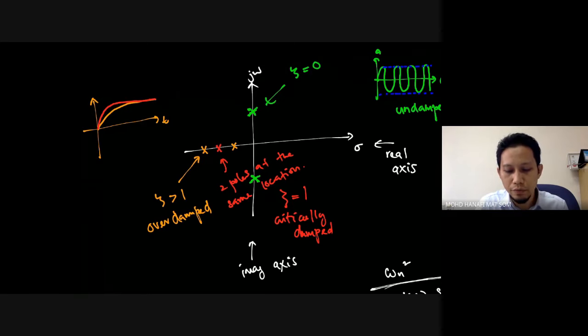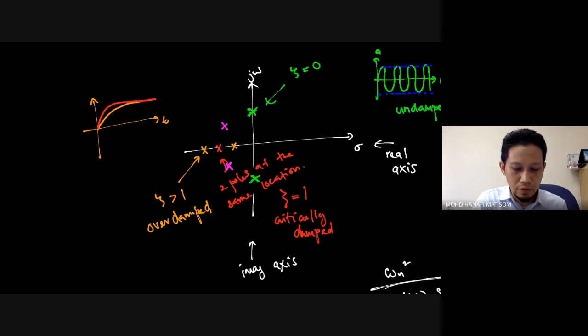Finally, if we have poles that are located both on the real axis and on the imaginary axis, let's say at this location. Remember, we have complex conjugates. If we have one positive, we should have another one at negative.